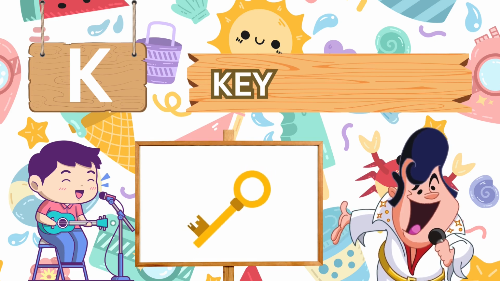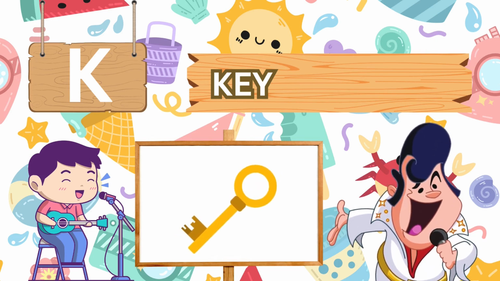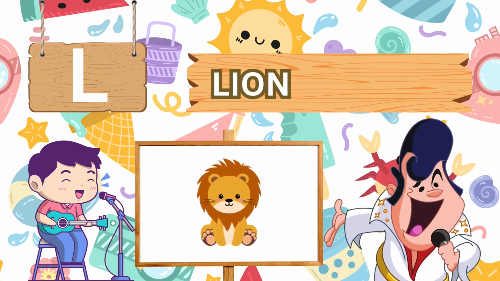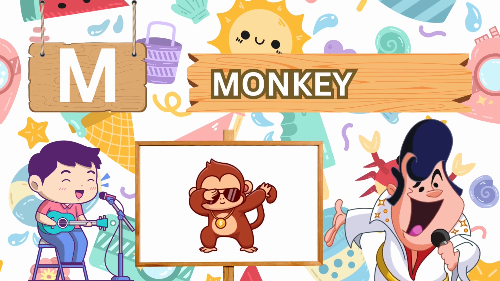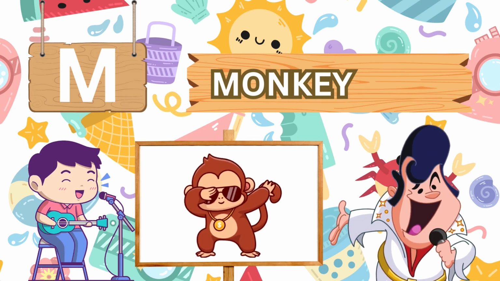This is the letter K. K is for key. Say again, key, key. This is the letter L. L is for lion. Say again, lion, lion. This is the letter M. M is for monkey. Say again, monkey, monkey.